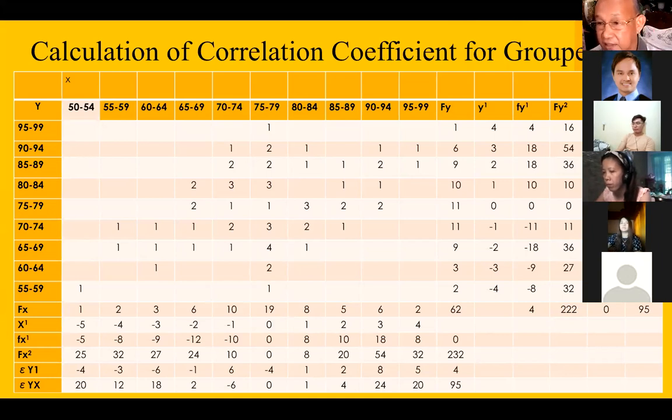It's not necessary that you write their full names. Second column, you write the score of the students in math. Third column, you write the scores of the students in science. Afterwards, construct a frequency distribution for the X scores.